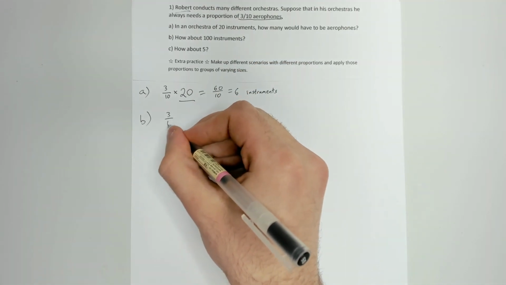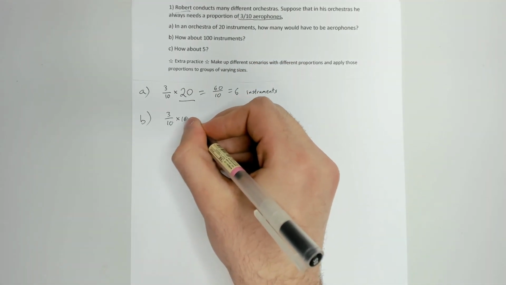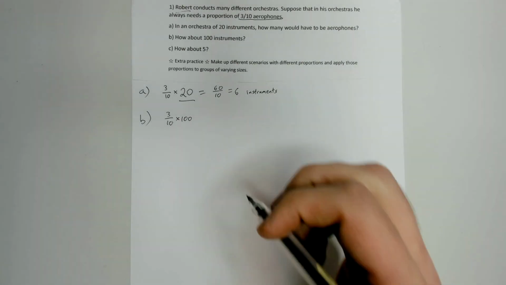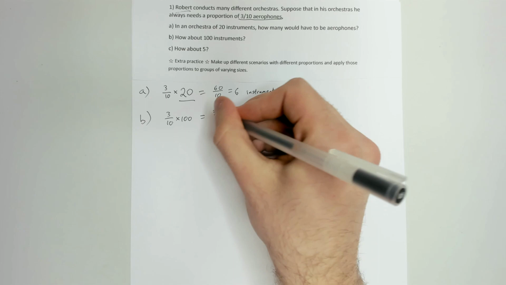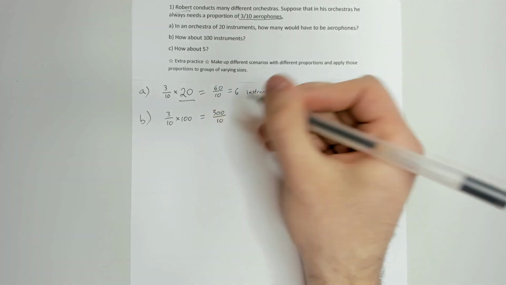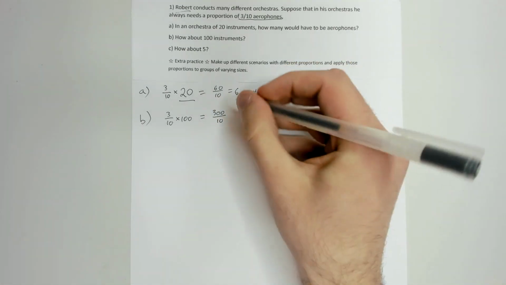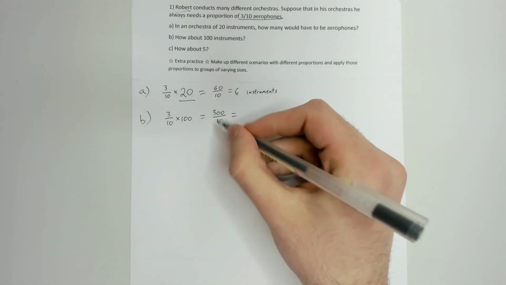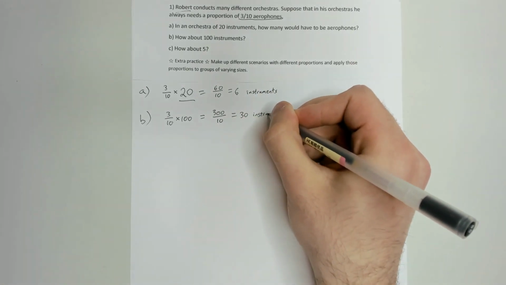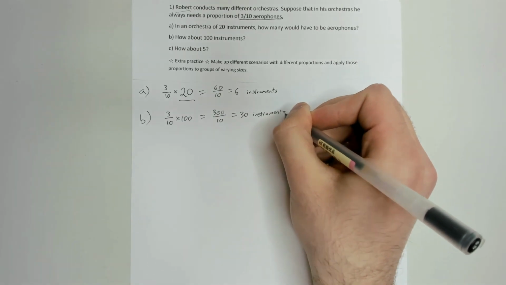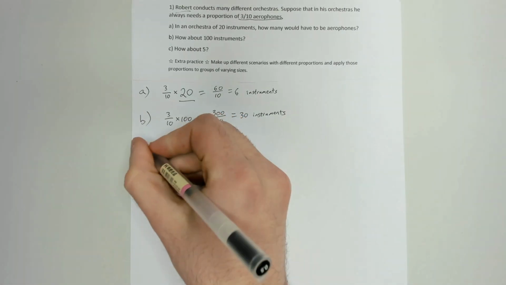And a lot of big orchestras actually do get to around 100 instruments. If we apply this proportion, we're just doing 3 times 100, which is 300 over 10, right? Just our standard fraction multiplication. We've been doing this a lot. 300 divided by 10 is 30. So that means 30 instruments need to be aerophones. All right, so this isn't too hard.